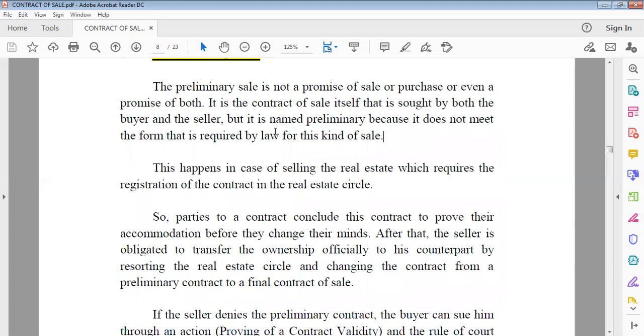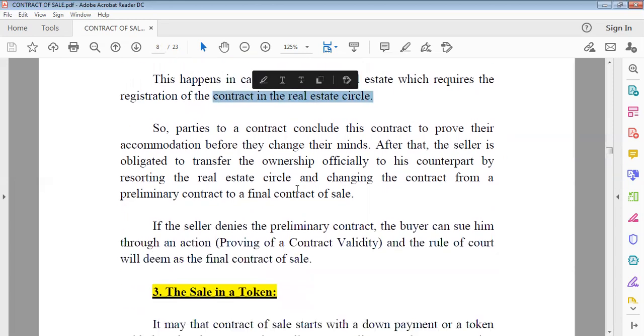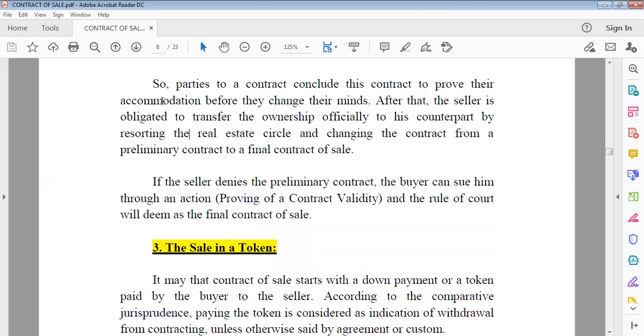بتطلب الفورم المطلوب قانونا اللي هو الريجستريشن تسجيل of the contract in the real estate circle في دائرة تسجيل العقارات اللي احنا نسميها الطابو عندنا. So parties to a contract أطراف العقد conclude this contract to prove their accommodation before they change their minds. يعني هو الهدف من عقد البيع الابتدائي إنه إحنا نأكد على رغبتنا وتراضينا قبل ما نغير رأينا، فبنروح نبيع الأرض قدام المحامي. After that the seller is obligated to transfer the ownership officially.